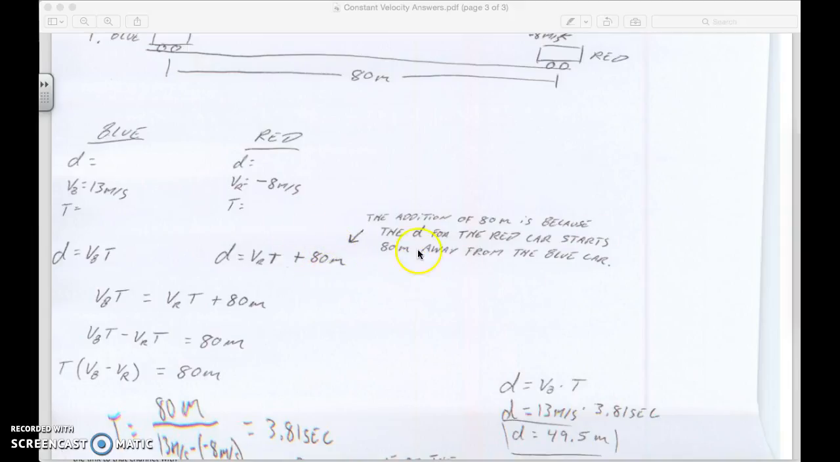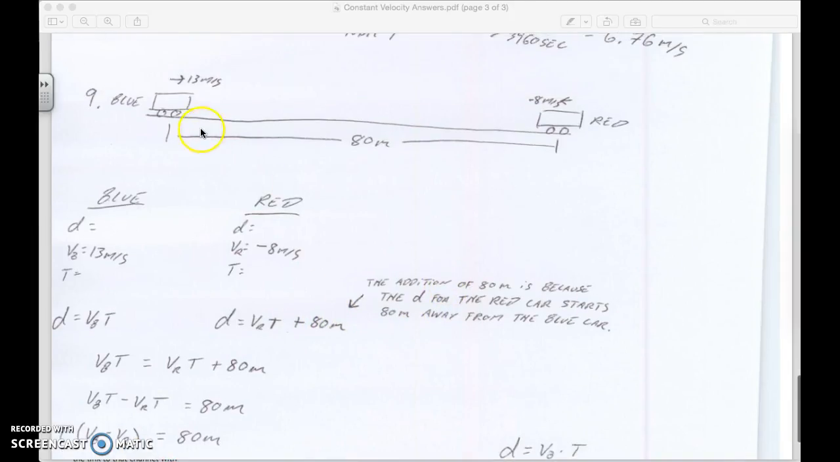Now, there's a little explanation here. The reason for the 80 meters is, if you were thinking about this like a race, let's say they were both going to the right. This car has an 80-meter head start. It's 80 meters ahead of the blue car.